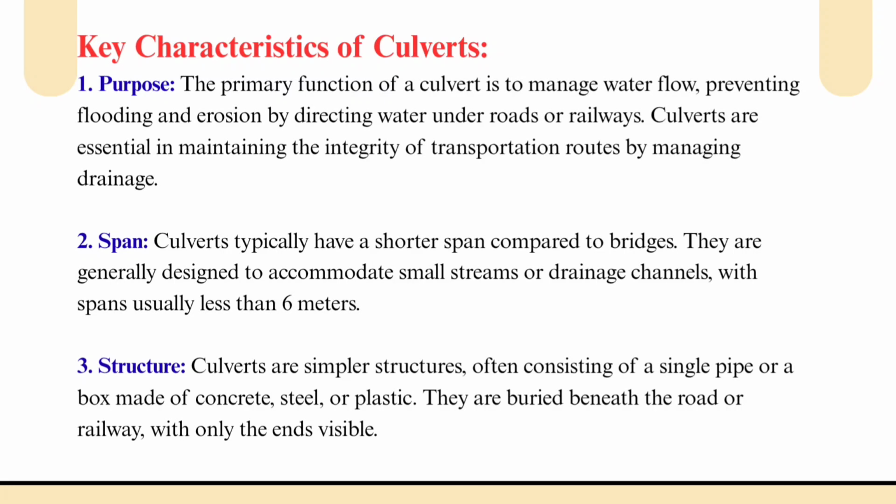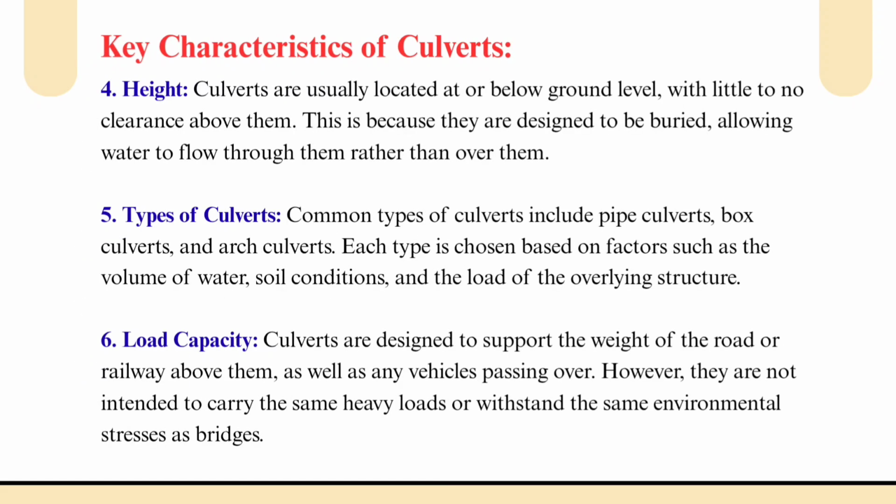The next point is structure. Culverts are simpler structures, often consisting of a single pipe or a box made of concrete, steel, or plastic. They are buried beneath the roads or railways with only the ends visible. Then the next point is height. Culverts are usually located at or below the ground level with little to no clearance above them. This is because they are designed to be buried, allowing water to flow through them rather than over them.